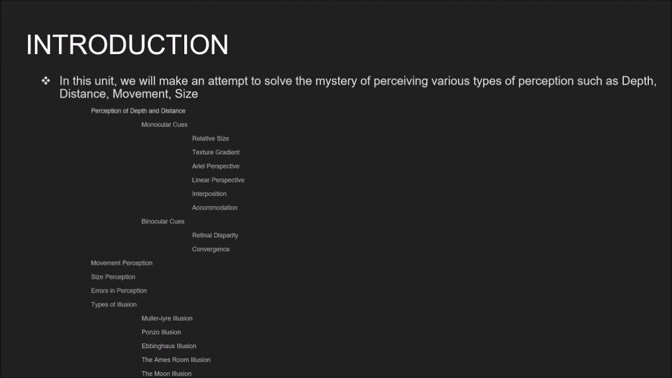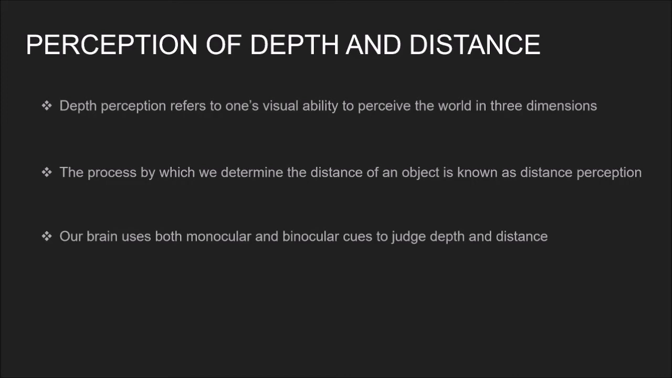We will first see perception of depth and distance. The subheading will be monocular and binocular cues. Subheading for monocular cues will be relative size, texture gradient, aerial perspective, linear perspective, interposition, accommodation. And for binocular cues, it will be retinal disparity, convergence. Then we'll see movement perception, size perception, error perception, and different types of illusion like Muller-Lyer illusion, Ponzo illusion, Ebbinghaus illusion, the Ames room illusion, and Moon illusion. Right. Perception of depth and distance.